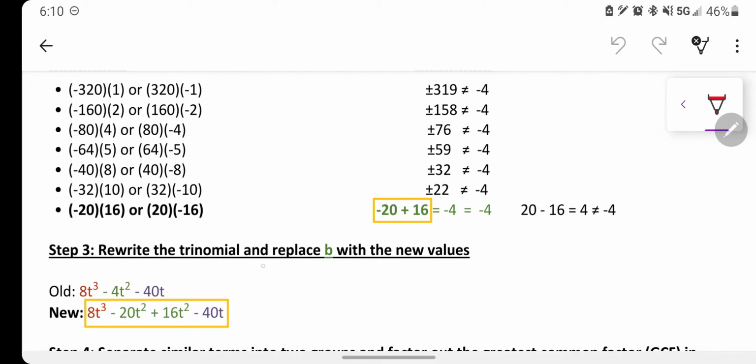Step 3 is rewrite the trinomial and replace b with the new values. So the old equation was 8t to the third power minus 4t to the second power minus 40t. The new equation, including the new values that we got from the previous step, is now 8t to the third power minus 20t to the second power plus 16t to the second power minus 40t. And you could see the minus 20 and the positive 16 from the previous step here. Now that we know this equation, we're going to continue on to step 4.